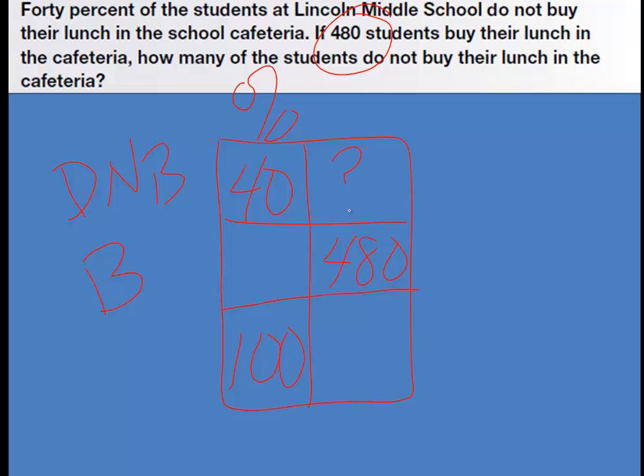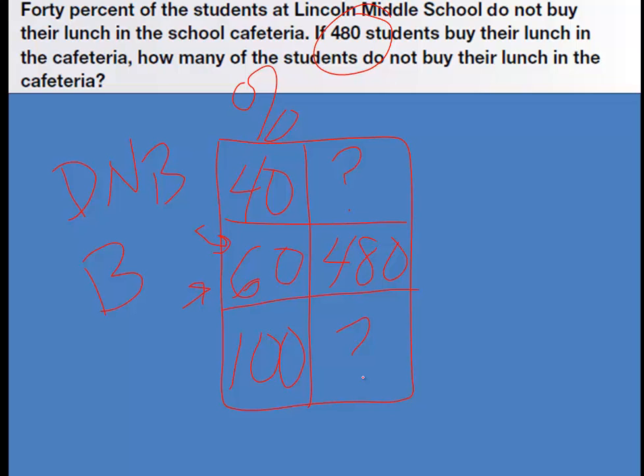Well, in order to do that, we need to know what goes in this box here, don't we? Well, you can do that, can't you? If you've got 100% total and you've got 40% here, what percent is going to go in there? 40 plus what equals 100? Well, the answer is 60. Once you've got that 60, now you can fill in both of these boxes. You can get those pretty easily.